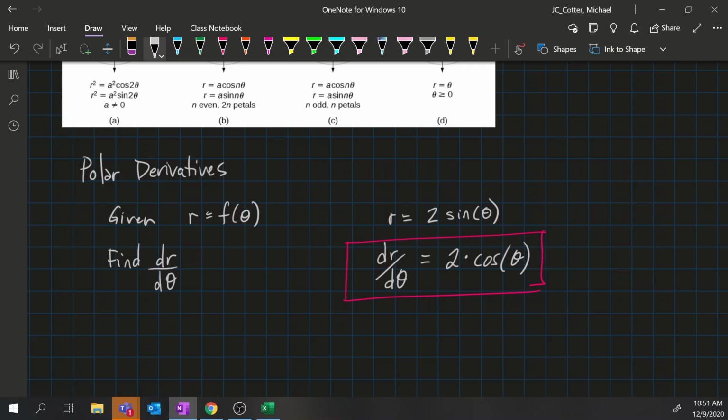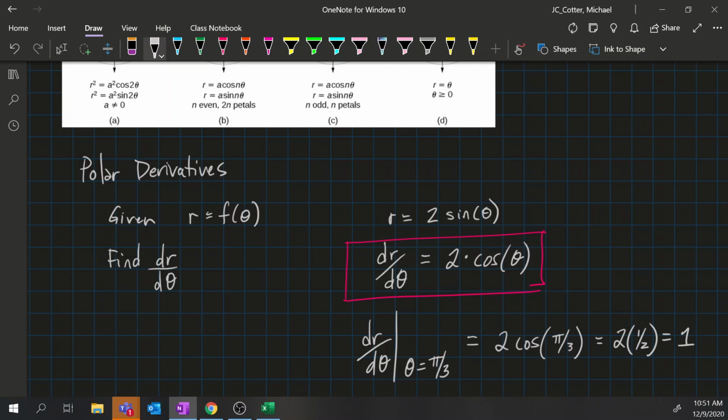Now, one other thing you should be able to do is if I ask you to take dr d theta when theta equals, let's say, pi over 3, you just plug in pi over 3. Cosine of pi over 3 is 1/2, so it's 1. And that's basically it. It's very unlikely that you would be asked to do anything fancier than that. They're just going to ask you to do one derivative.